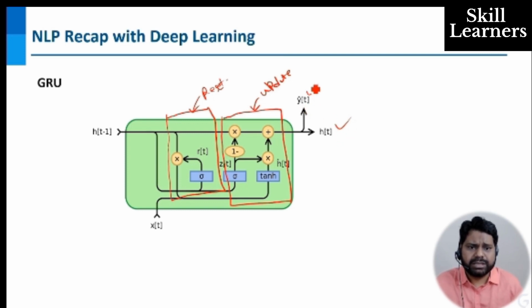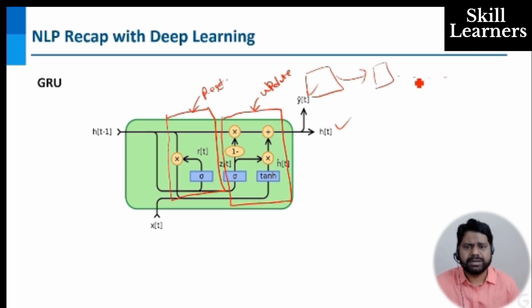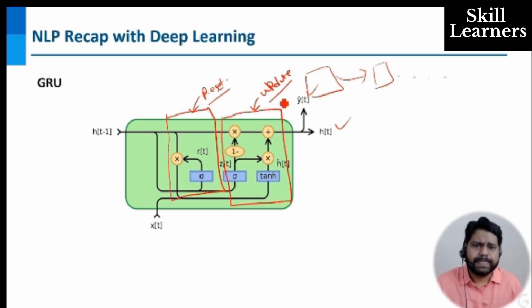Then there will be one more GRU attached to it, then one more attached, and similar to the LSTM architecture, it is the same. But GRU and LSTM work similarly to each other, though GRU has only two gates, the update gate and reset gate, but LSTM has three gates: forget gate, input gate, output gate.